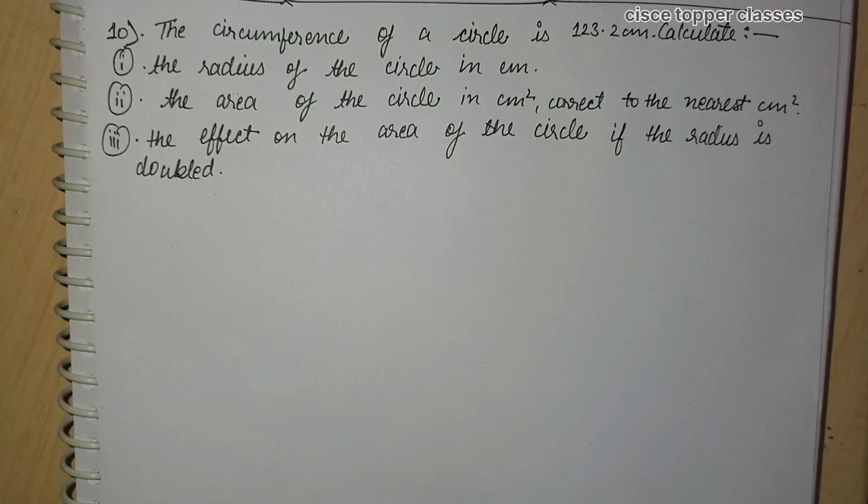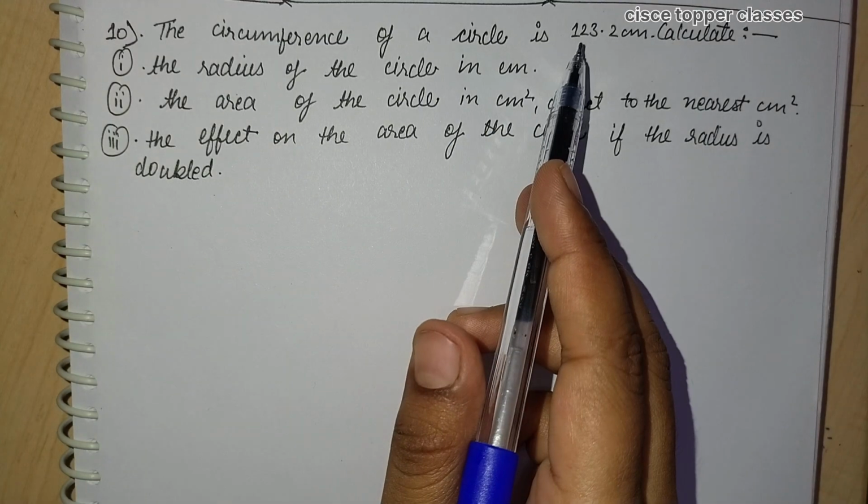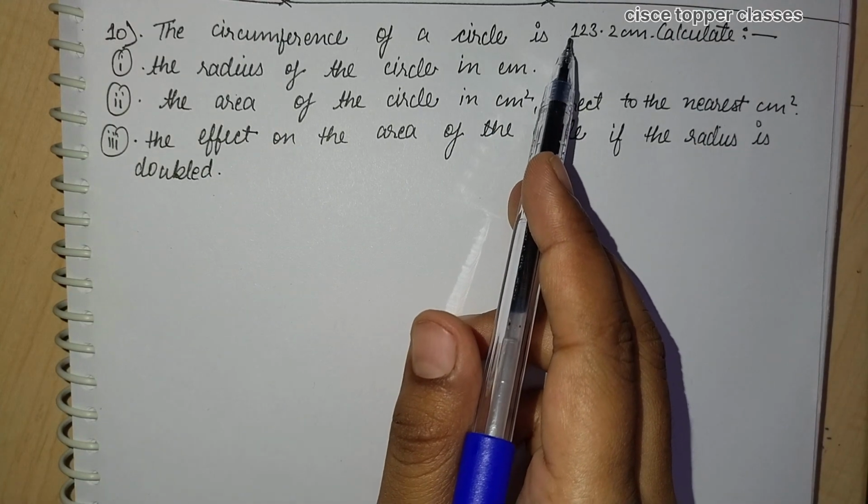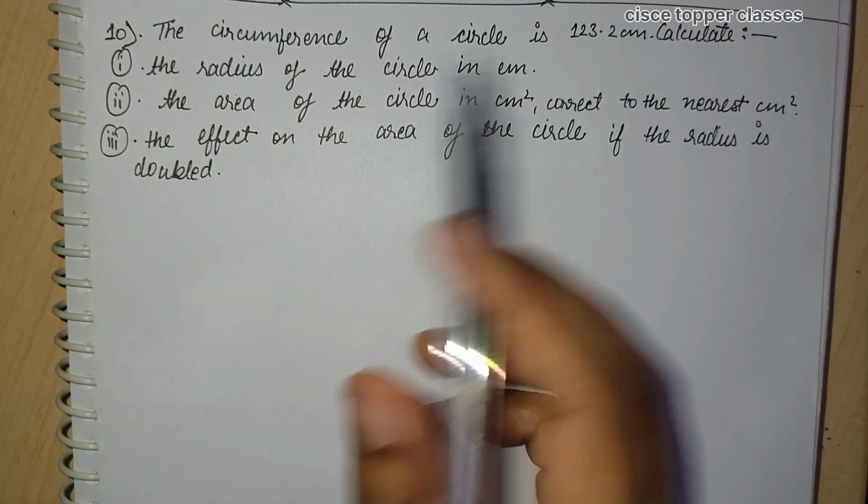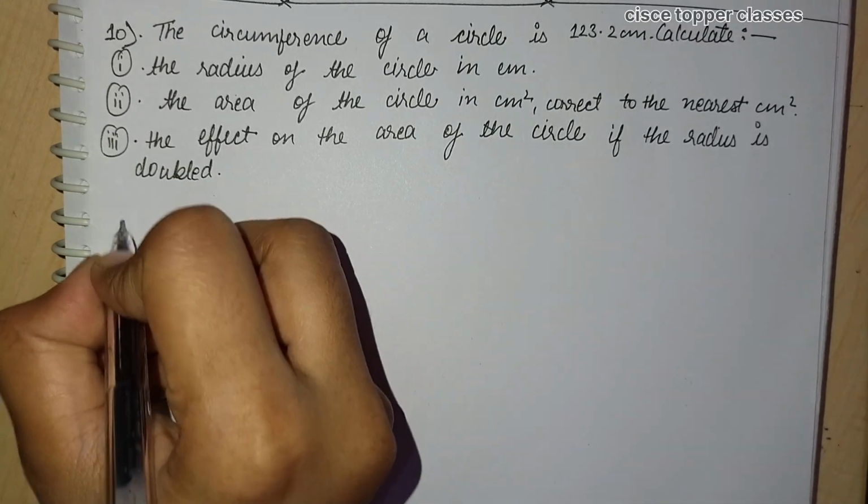Let's solve the 10th question. The circumference of a circle is 123.2 centimeter. We have to calculate the radius of the circle in centimeter.